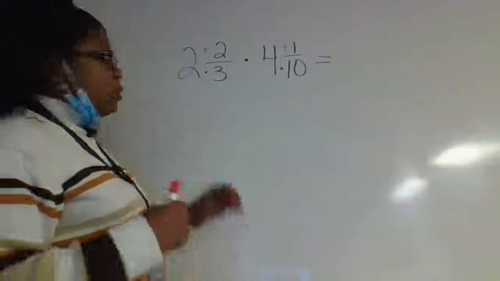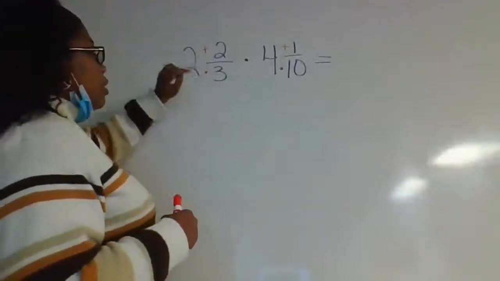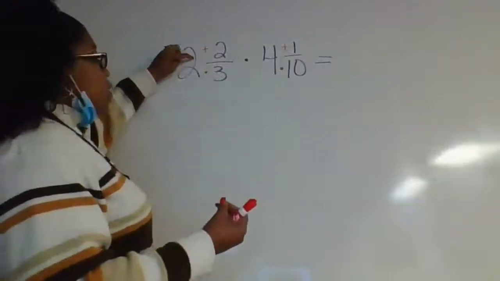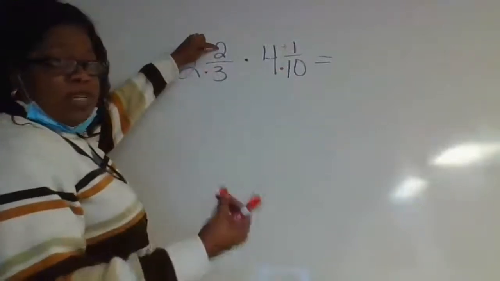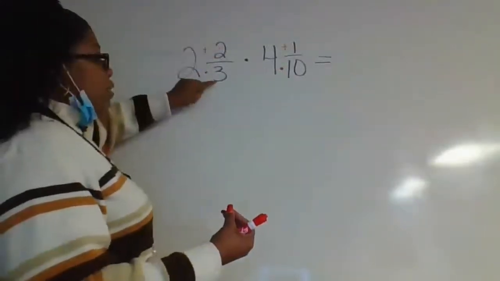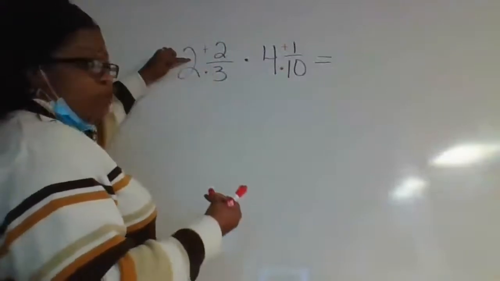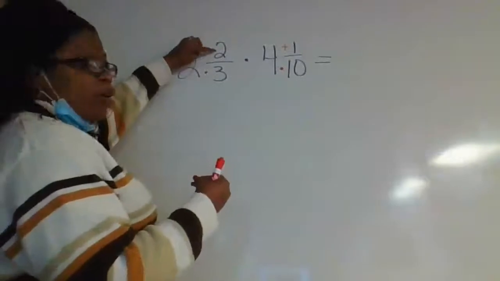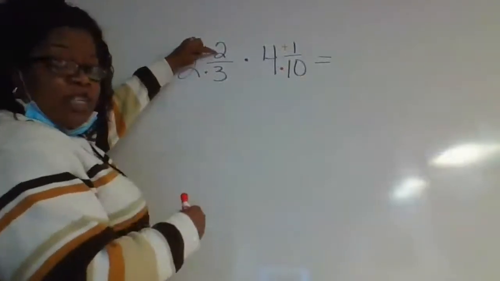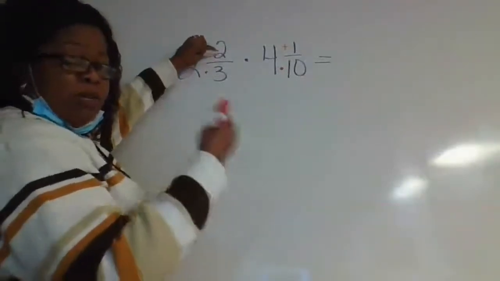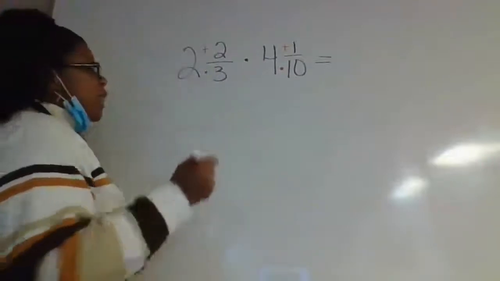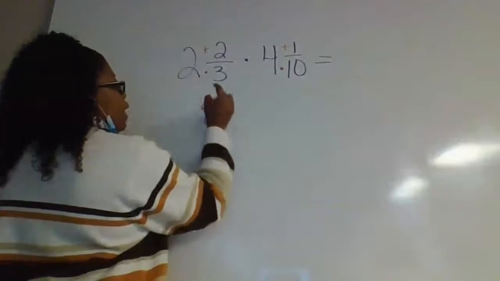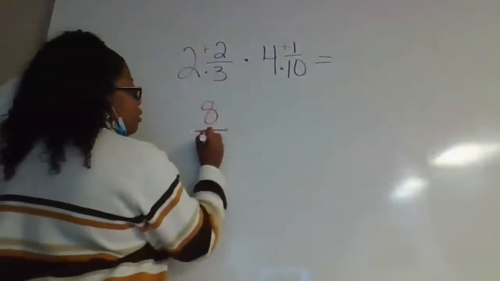And it looks like this. Denominator is 3, times the whole number 2 gives us 6. And then we add the numerator 2 to 6. So 6 plus 2 gives us 8. Once we get that answer, 8 becomes our numerator, and we keep the denominator.